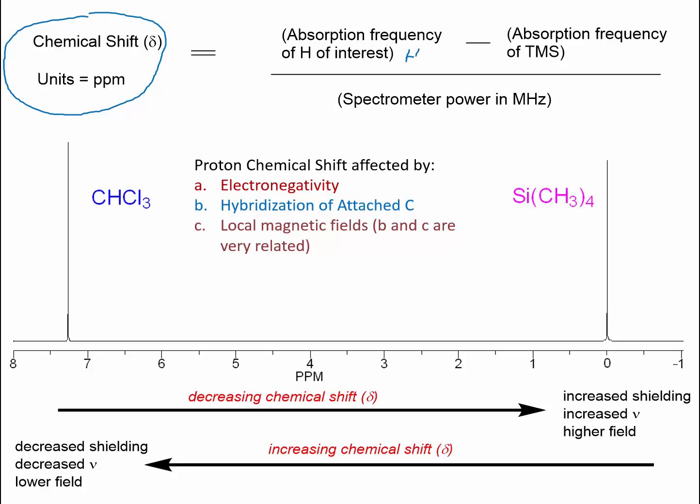Okay, so we have hertz divided by megahertz. So this is where the term parts per million comes from. Okay, hertz divided by megahertz, or parts per million. Okay, so what are some things that affect proton chemical shift? It's electronegativity, the hybridization of the attached carbon, and the local magnetic field. And we're going to find that B is really due to C.